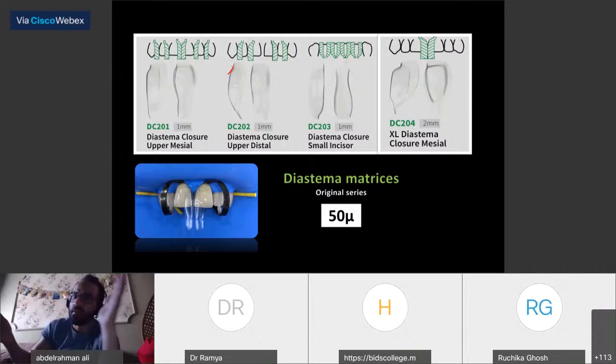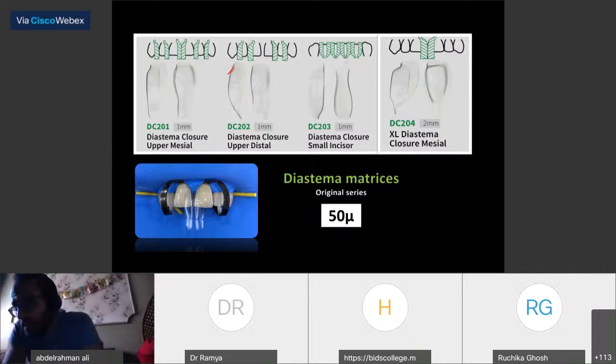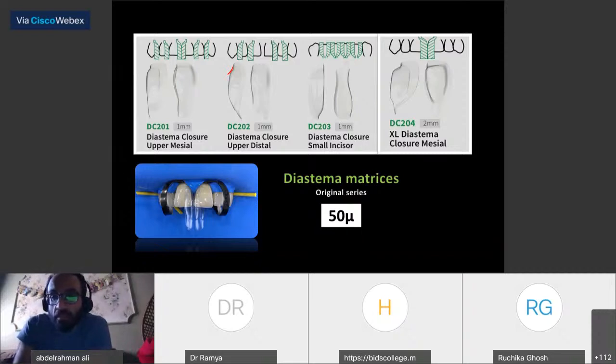Will you make mistakes when you choose the matrices? Right, you might think that this case is good for pink and you pick the pink from the box, and you see that the emergence profile is not the best and you throw it away, you will choose the green. Yeah, it's a learning curve, you have to pay for it.